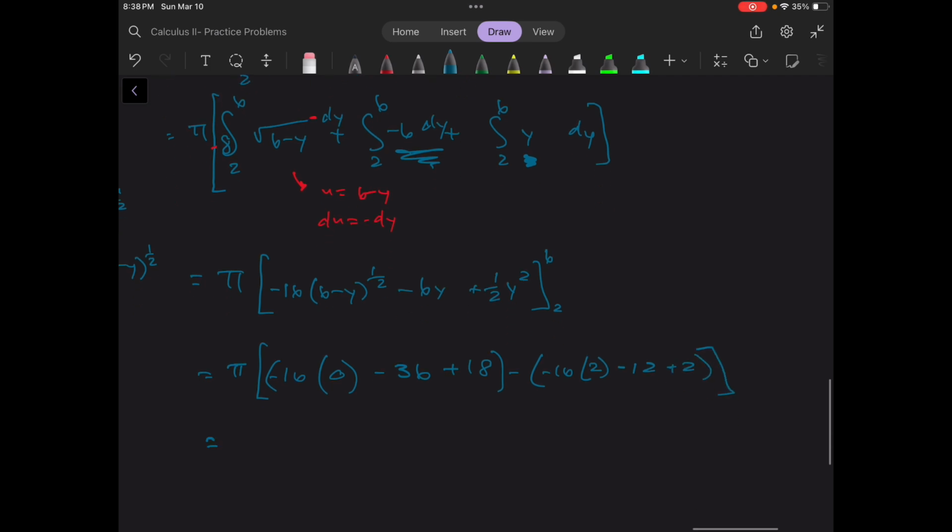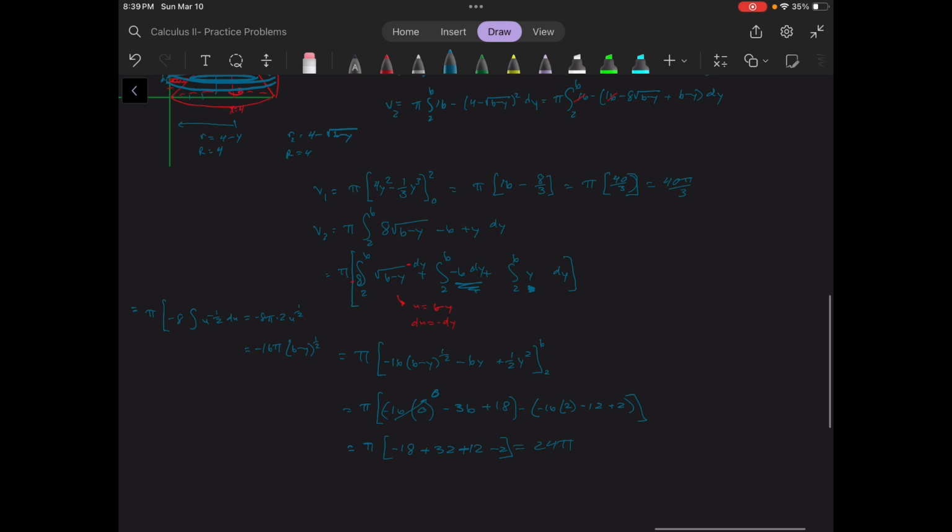Okay, so what does all this turn to? Well, this is 0. We have pi, a negative 36, and an 18, making negative 18. And then we have a positive 32, a negative becomes the positive 12, and a negative 2. That becomes 44 minus 2 is 42, minus 18. 42 minus 18 is 24. So all of that becomes 24 pi.